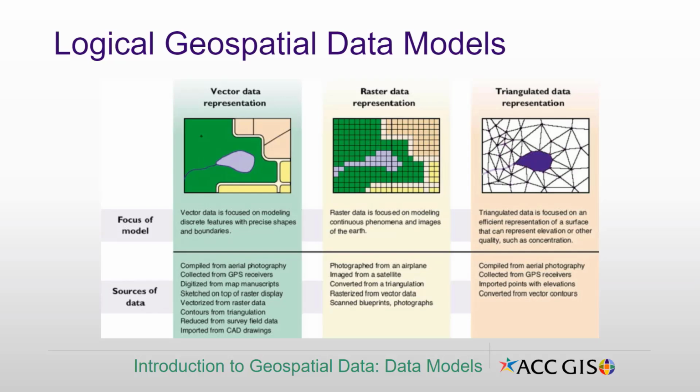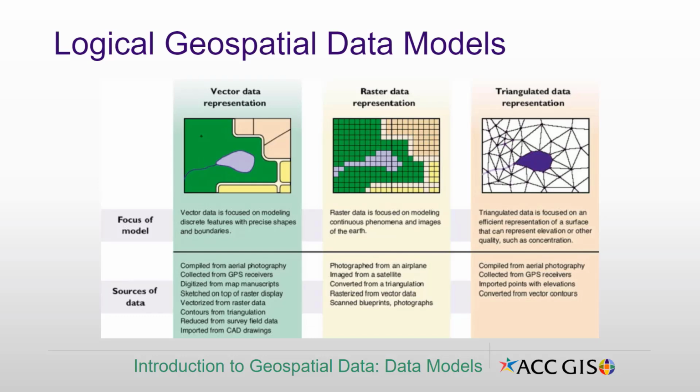Raster data is focused on modeling continuous phenomena. So in the example above, we're still modeling the exact same area, but now we're using rows and columns of cells that represent a single entity, in this case, land cover. So it's not just about the lake and the creek, but it's also about the open space and the developed area as well.